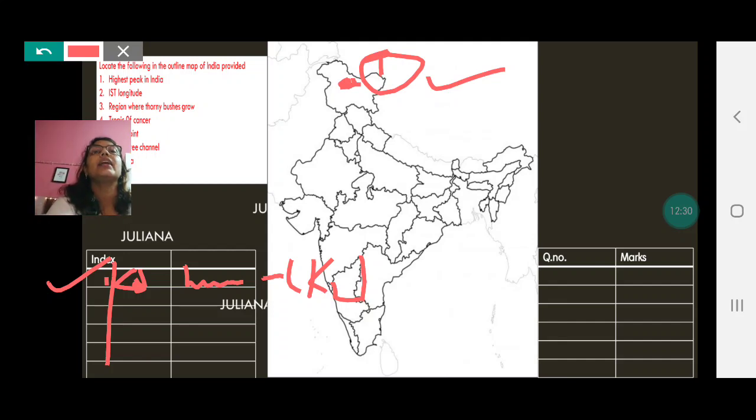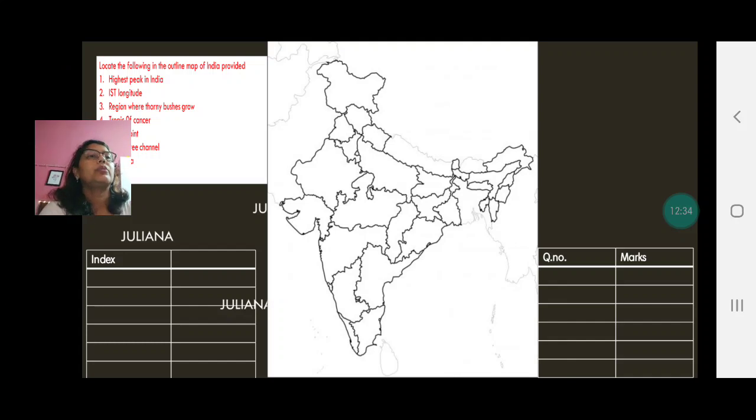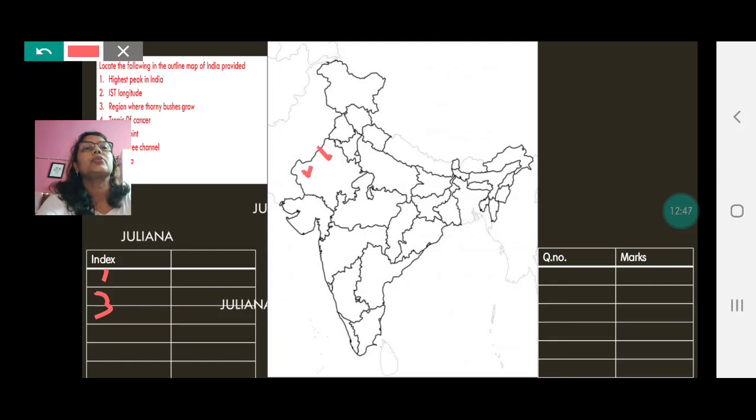The second one is IST, Indian Standard Time longitude. Now I'll take the pen once again. No, I'm not doing the second one. I said I'm doing the third one, region where thorny bushes are found, because I have done 1, then I said I'll do 3. So then you have to show here thorny bushes. You can show it like this. This is the place where thorny bushes are found.